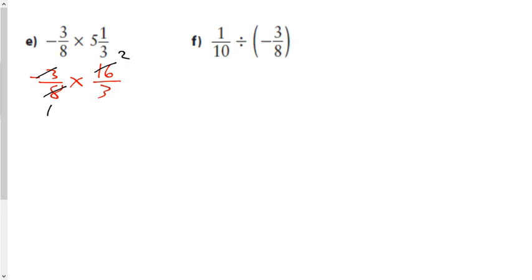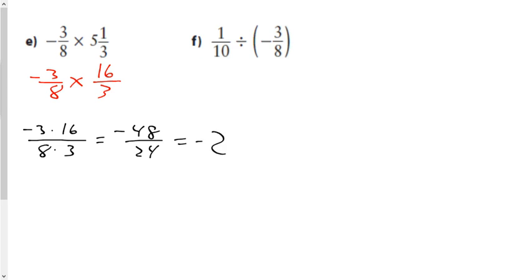But okay, I'm going to show you without it, just to show you that there is another way. Negative 3 times 16 over 8 times 3. Notice I'm using the dot for multiplication. Is negative 48 over 24, which still gives you the same answer of negative 2.